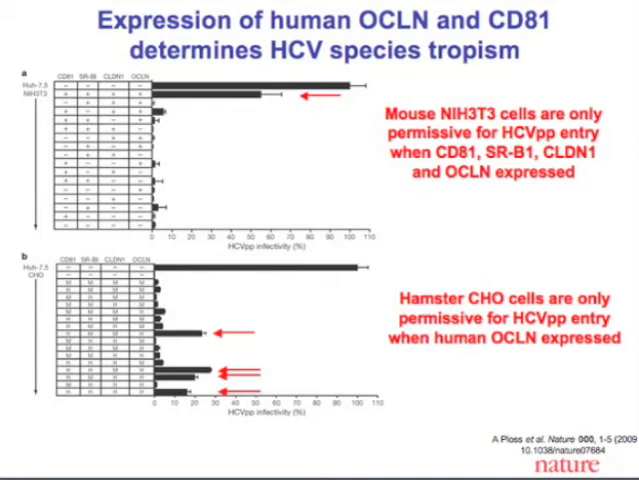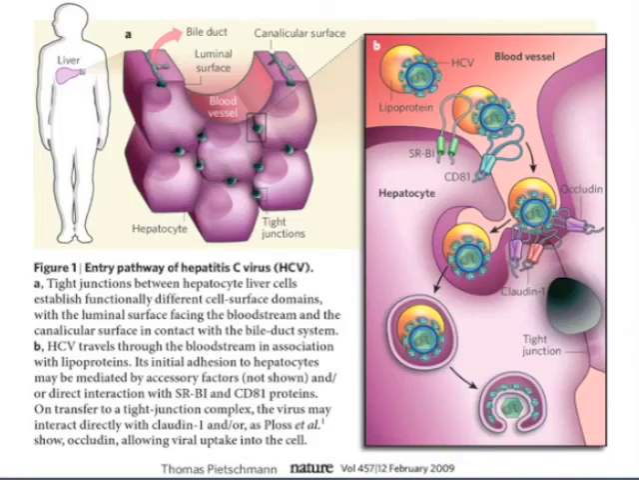So what these data indicate is summarized on this slide. And this is from a recent review by Thomas Pietschmann in Nature. The feeling is that tight junctions between these liver cells establish functionally different cell surface domains. So there's the luminal surface of the hepatocyte facing the blood vessel, and this tight junction allows separation of the hepatocyte from the bile structures, these canalicular surfaces.